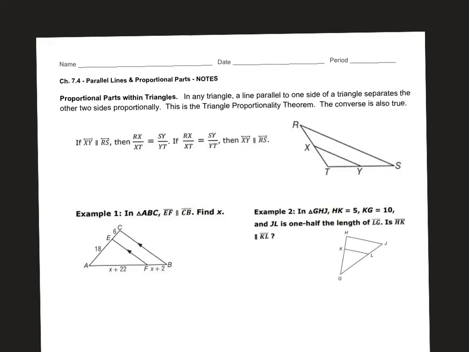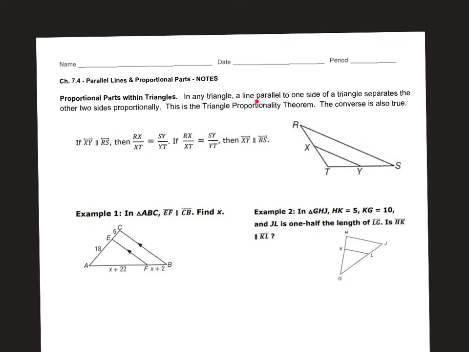Hello everyone. Today we're talking about proportional parts within triangles. We've already seen a little bit of this when we were talking about our similar triangles, our similar polygons. But essentially now we're going to go into how parallel sides within triangles and parallel sides and midpoints within triangles affect similarity. So first things first, proportional parts within triangles.